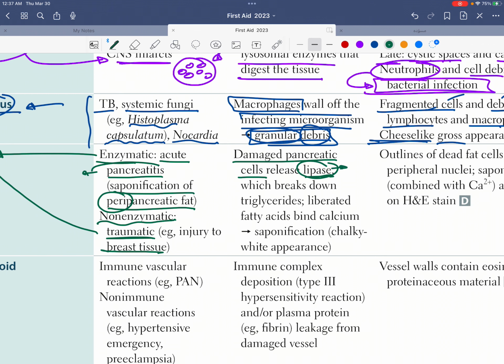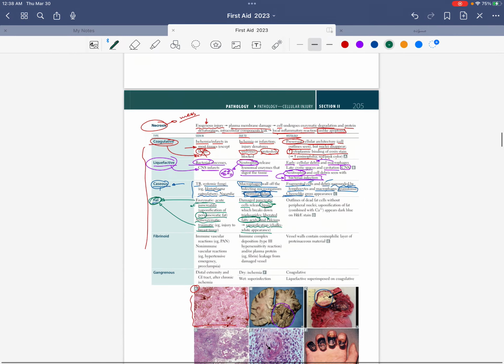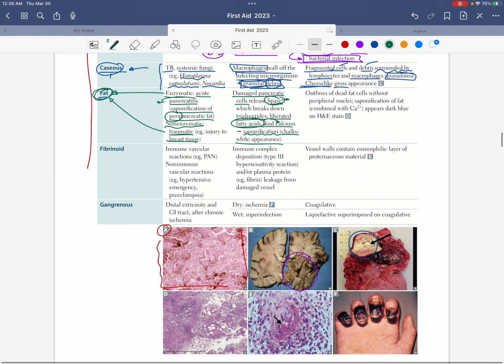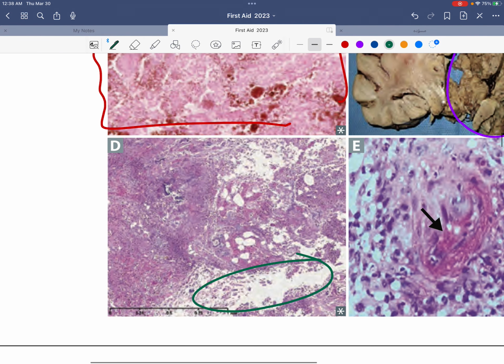breaks down things. So, usually it breaks down triglycerides, leading to liberated fatty acids. And these fatty acids are not just going to stay there as fatty acids, they're going to bind calcium. That calcium plus fatty acids, that's the saponification. That's the chalky white appearance. That's why it looks white, just like chalk. And that is image D. And voila, there we go.